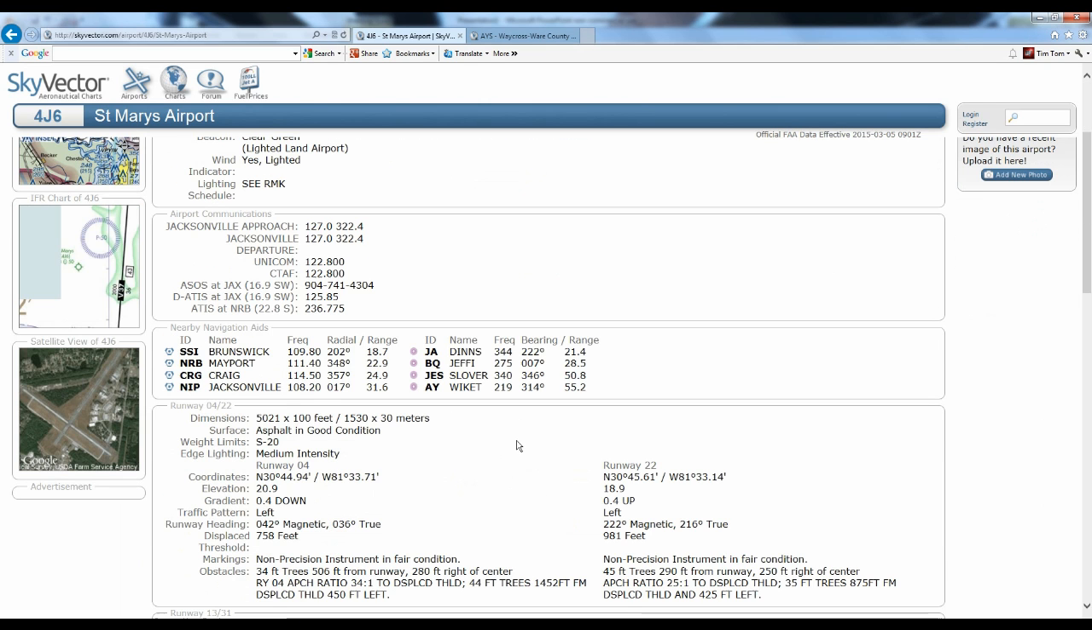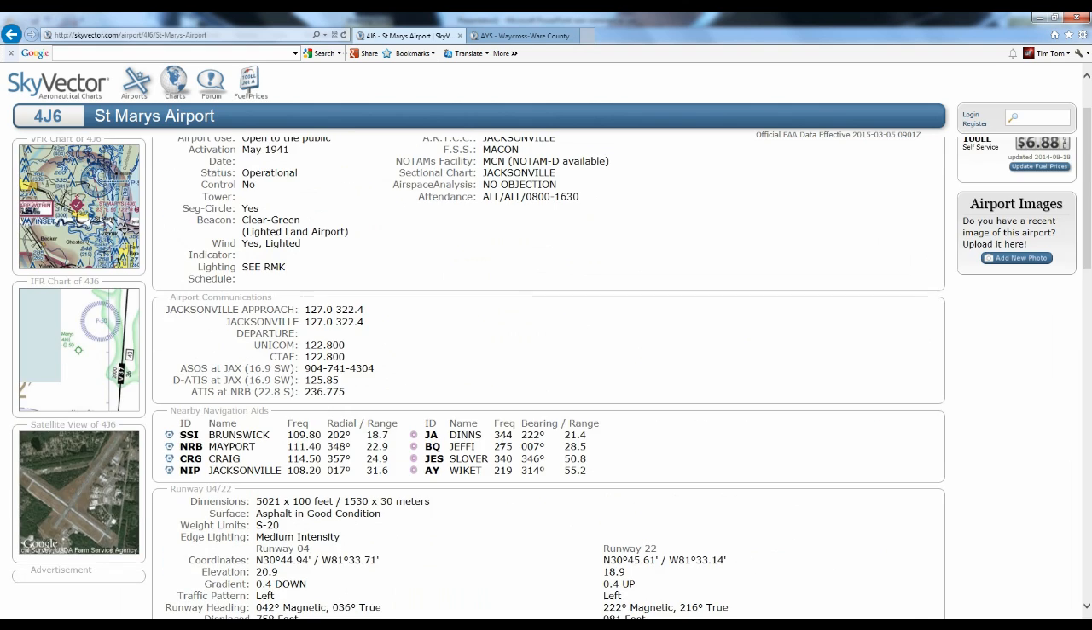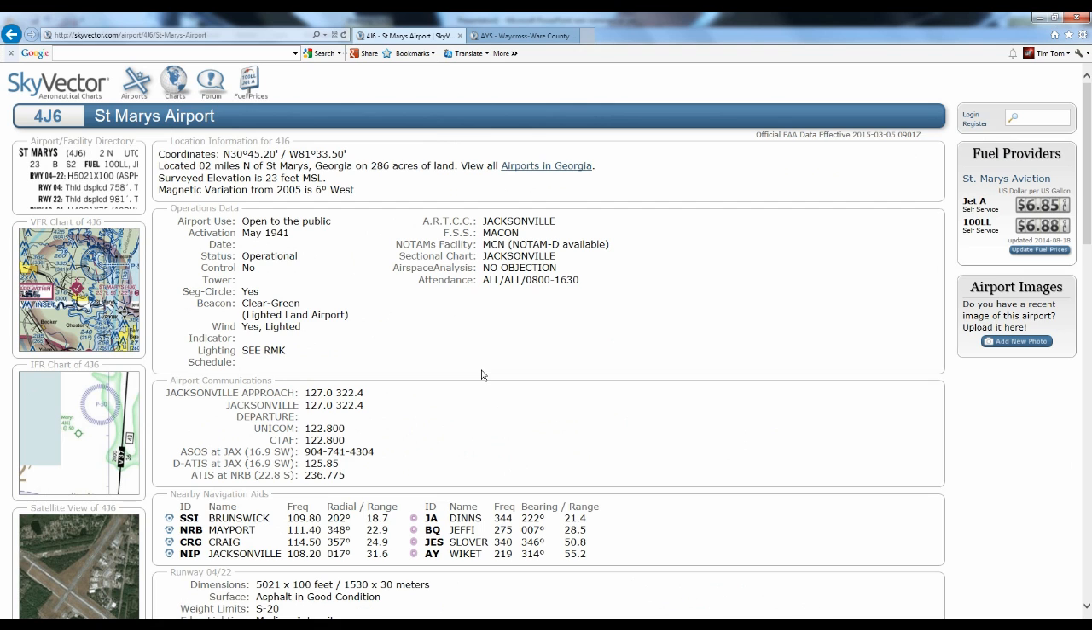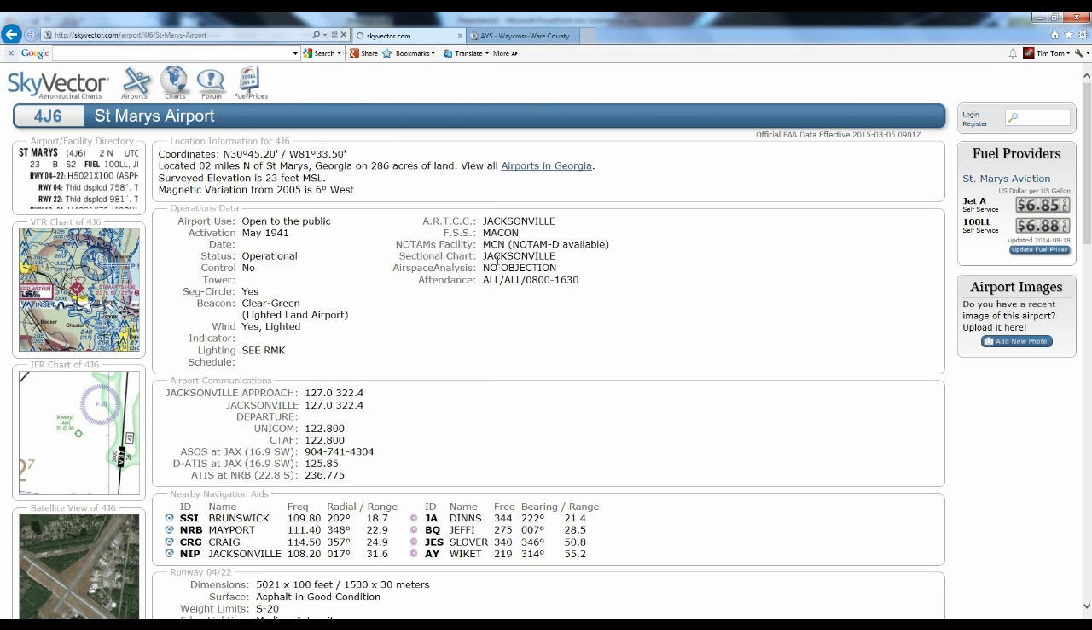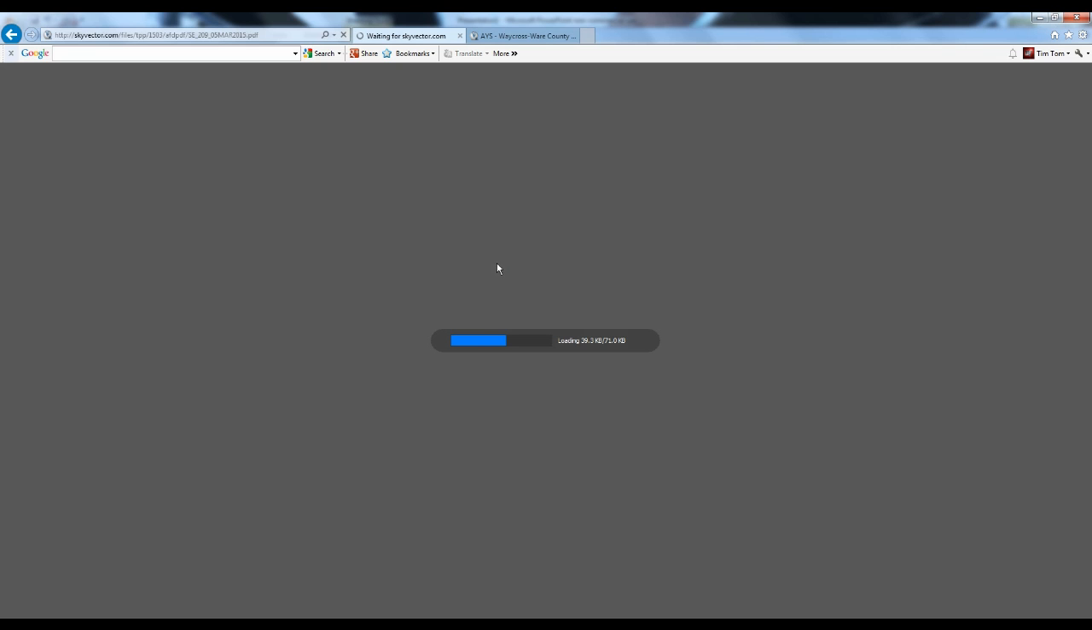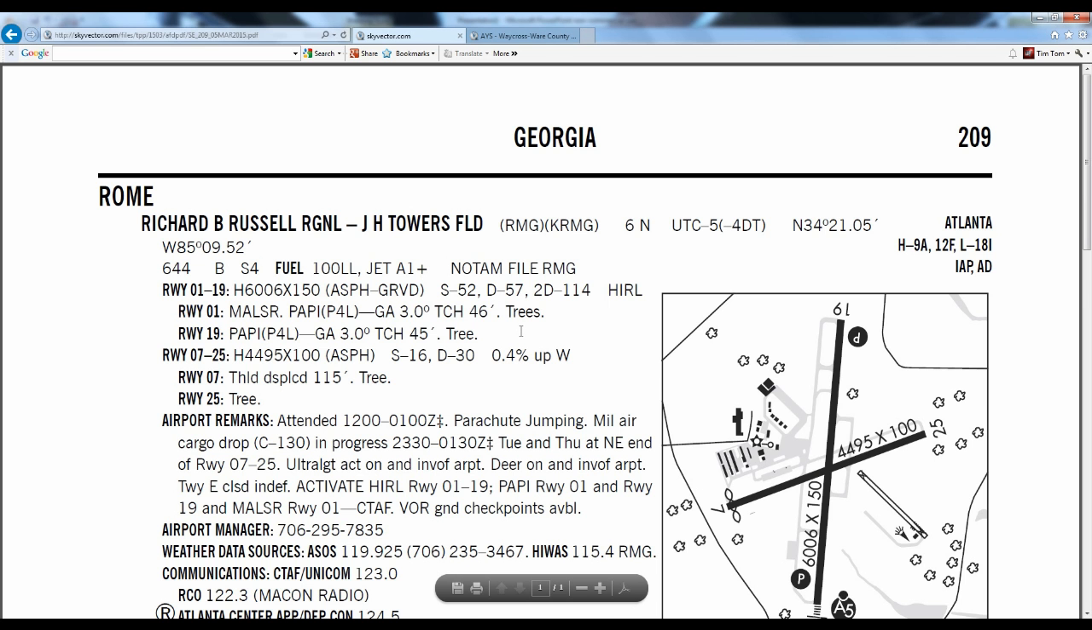So all this information here on SkyVector is the same as the AFD. It's in a slightly harder to read format, slightly easier depending on the person. I find it a little harder to read, but they also have this. If you hover your mouse over here, it'll bring up the cutout of the AFD. If you click on it, it'll take you directly to the AFD information page.